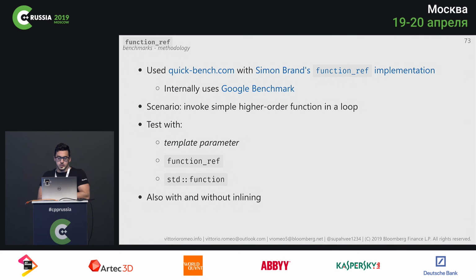OK, so important part, benchmarks. I've been talking about the performance of this thing, but if I don't show you a benchmark, what's the point? This is a very simple scenario. We will invoke a higher order function in a loop, and then we will test that same higher order function with a template parameter, function ref, and std::function, with and without inlining. I'm using Simon Brand's function ref implementation. It's available on GitHub for free, and it's a standard compliant implementation of function ref. I'm also using Google Benchmark through the QuickBench website, which is quite amazing.